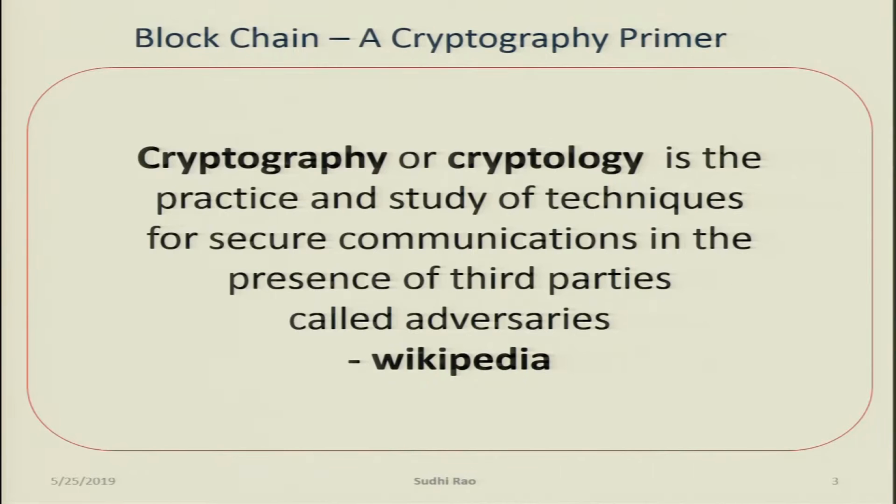This is a more formal definition. Cryptography or cryptology is the practice and study of techniques for secure communications in the presence of third parties called adversaries. I am sending you a message, the danger is that a third party, an adversary, can intercept the message, read it, take action, change it, give you wrong information. This definition I have taken from Wikipedia, so generally accepted. There are other definitions which roughly correspond to a similar.